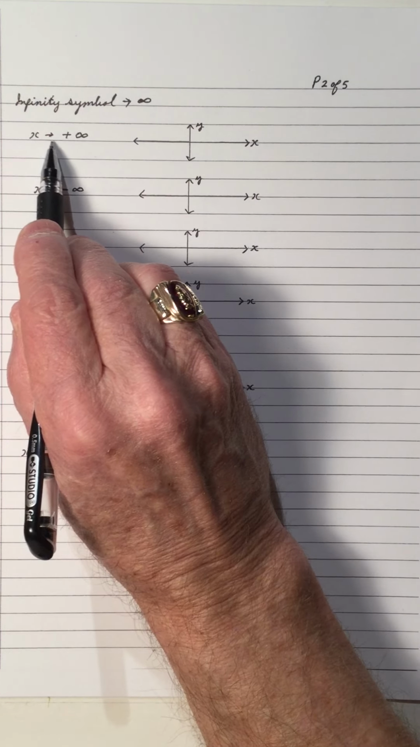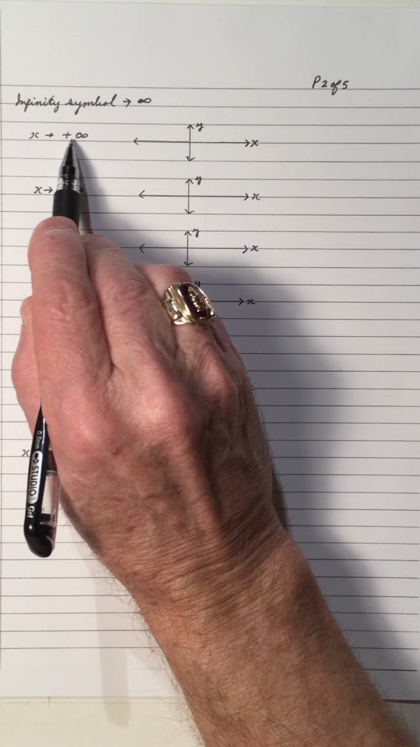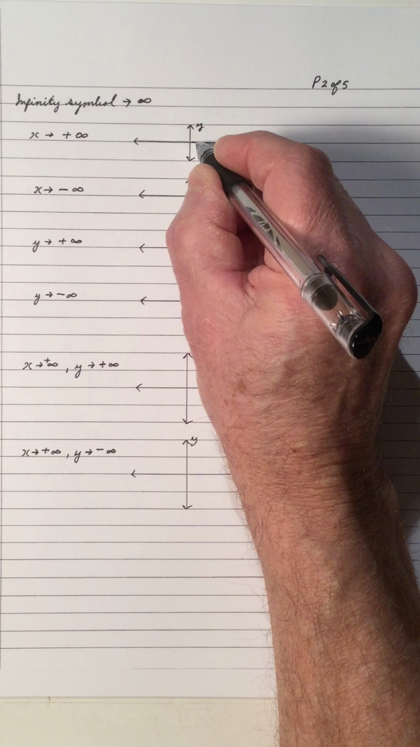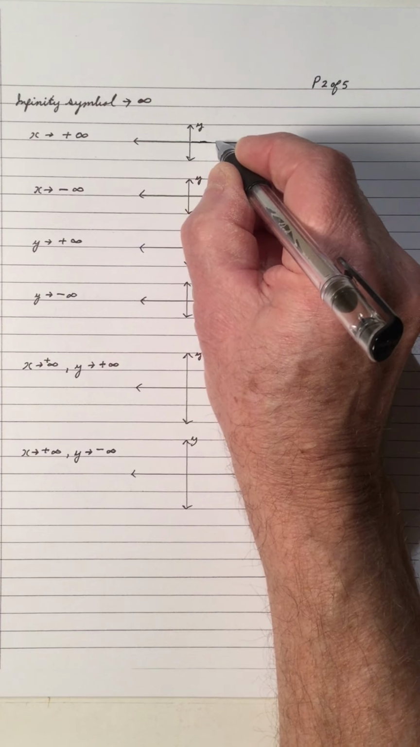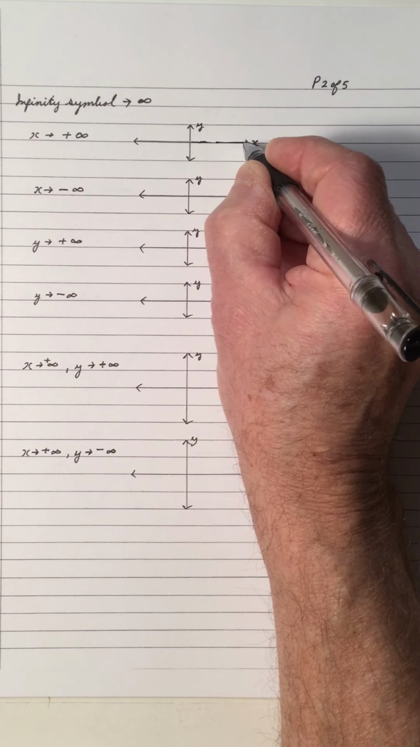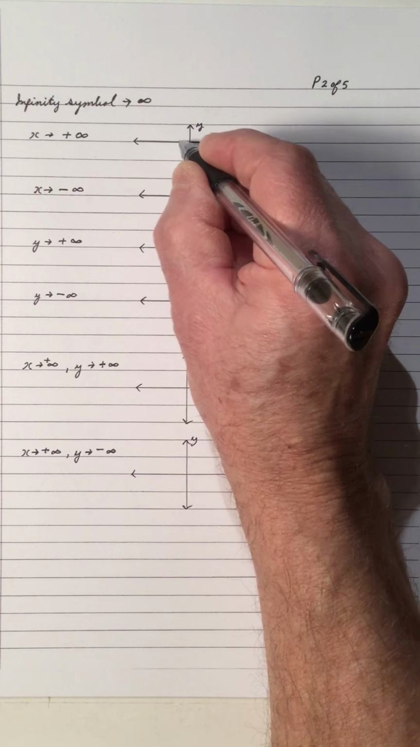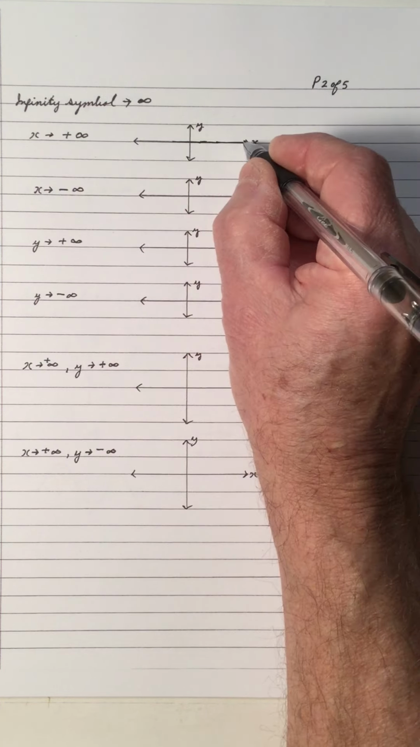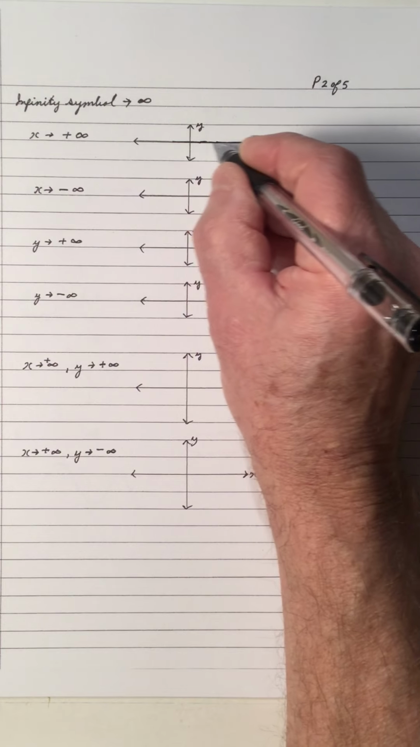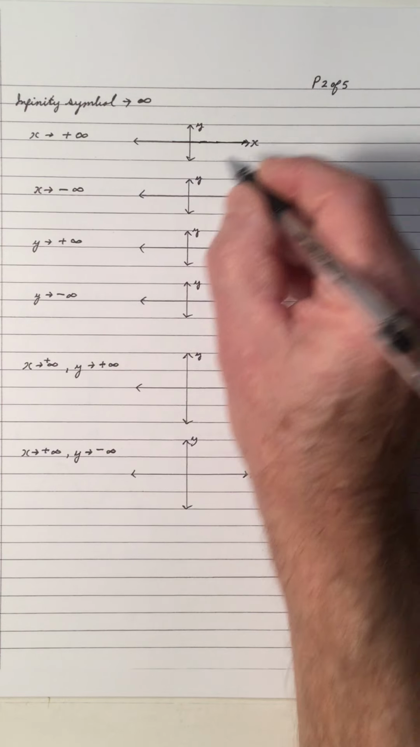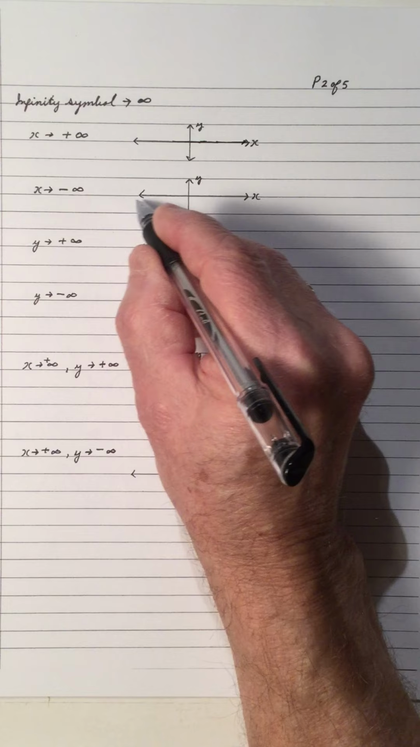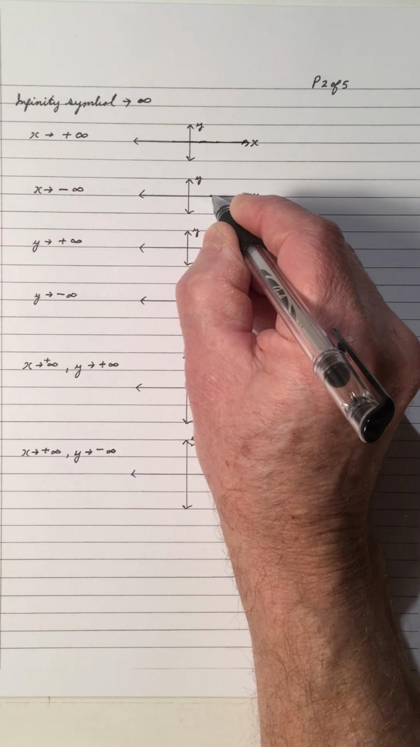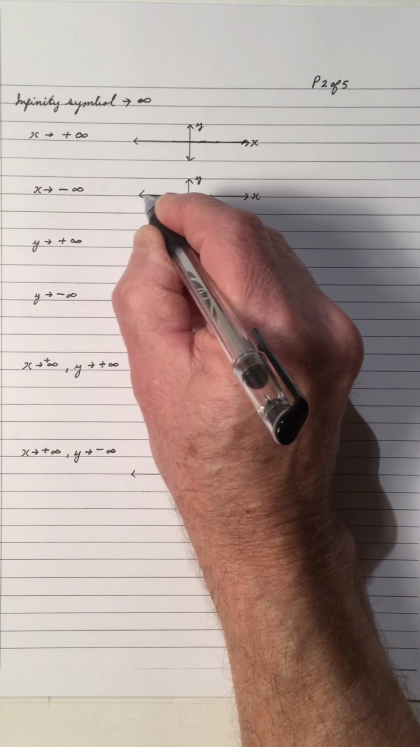X goes to positive infinity, so that means x is moving to the right. So x is moving this way. It can be from any point, it doesn't make any difference. X going to infinity starts on the left and moves to the right. The x values are going to the right. The x values going to negative infinity start over here and go this way.